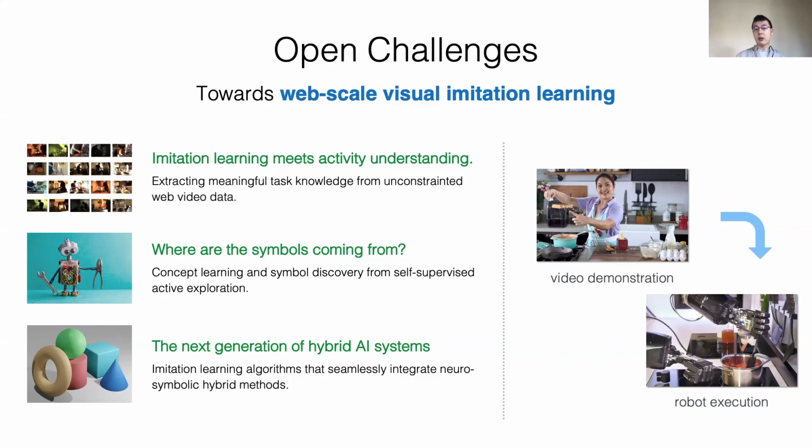And last, we have seen the power of integrating the representational power of deep neural networks as well as the generalization power of symbolic reasoning. I think this is really a very promising direction on how to build the next generation of hybrid imitation learning methods that can seamlessly integrate the strengths of both paradigms of learning.